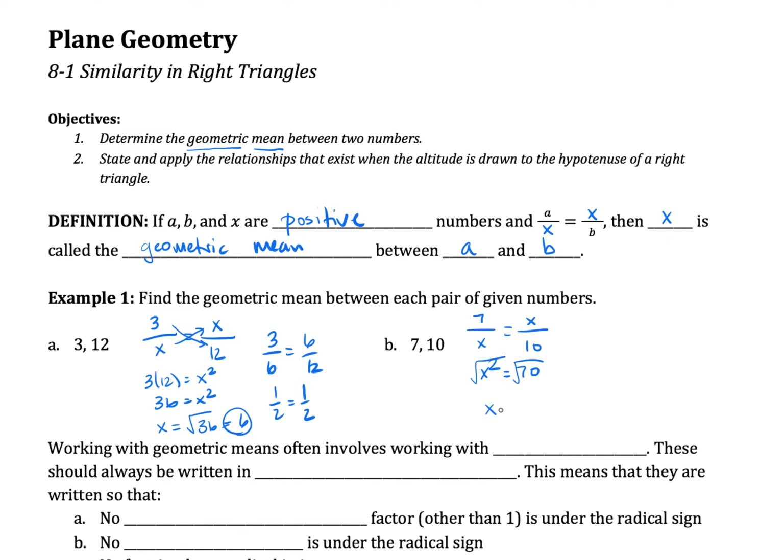So when we square root x squared, we get x. And this over here, well, that's the square root of 70. And 70 is not a perfect square. Now we could type square root 70 in our calculator and we'll get 8 point something, something, something. It's going to be some really big, long decimal number.